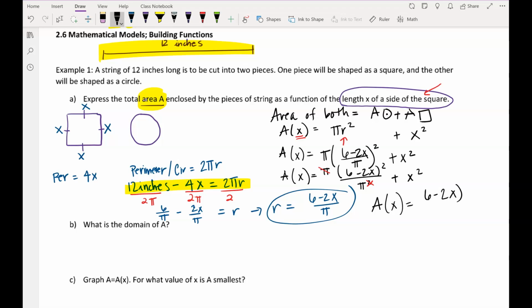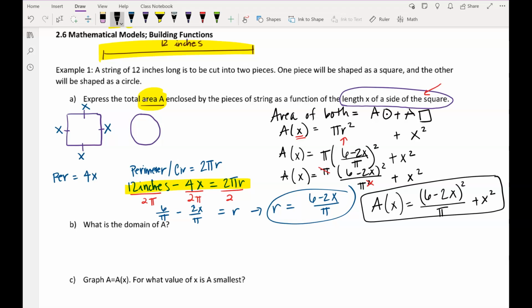And remember, do you know what x represents? I hope you do, because if you don't, you're going to be in trouble, because you don't know what you're looking for if you don't know what each variable represents, right? x represents one side of the square. A represents what? The total area of both shapes. So now we have the formula to find the total area of both shapes.